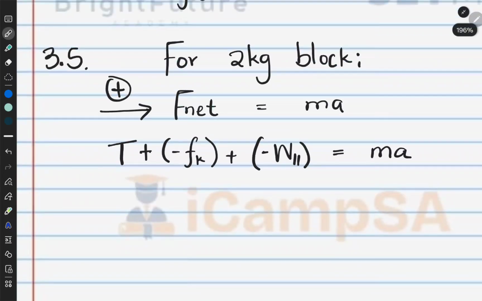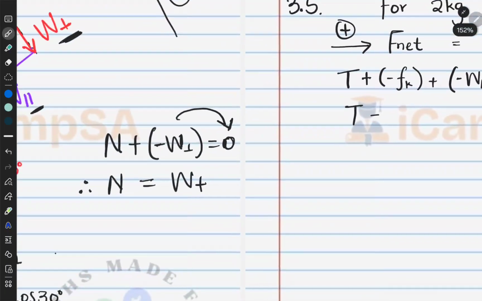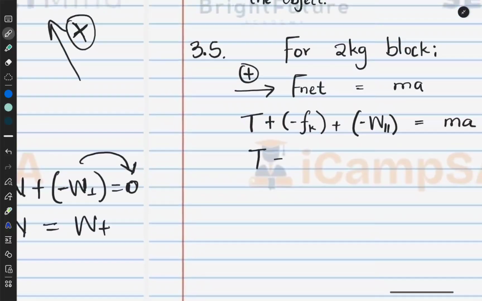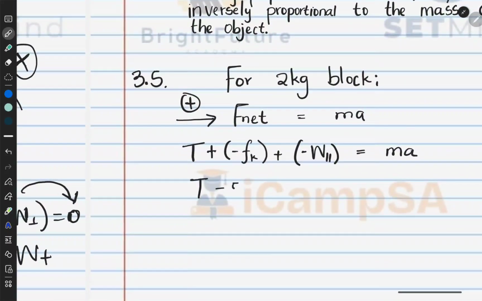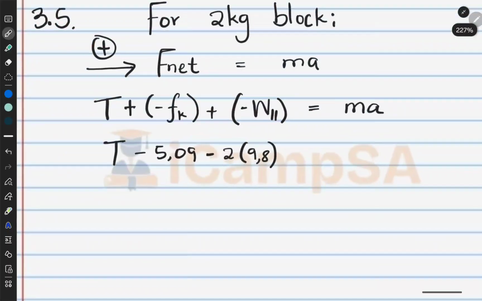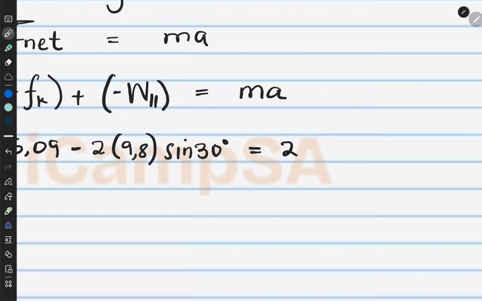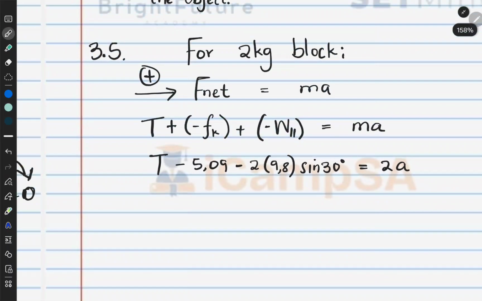Ooh, nice. So now, if you remember, we did calculate F_k, the kinetic friction, 5.09. Then the weight parallel is minus mg sine 30, which is 2 times 9.8 times sine 30. And then this is 2a, because we don't know a, that's what we're looking for.